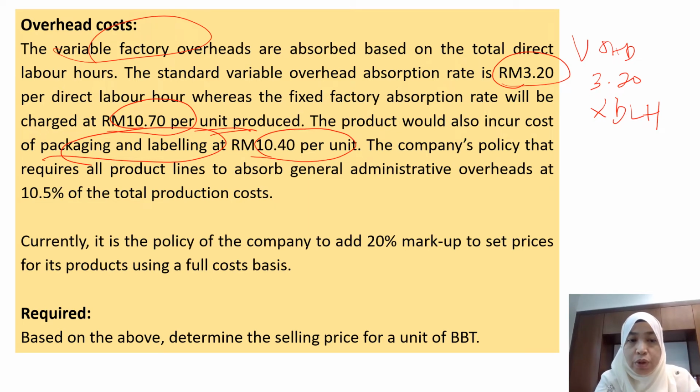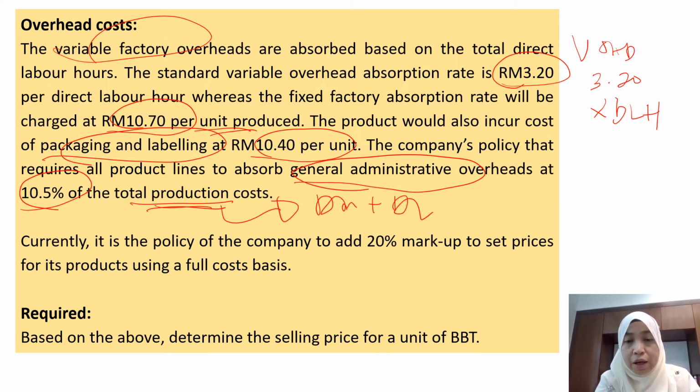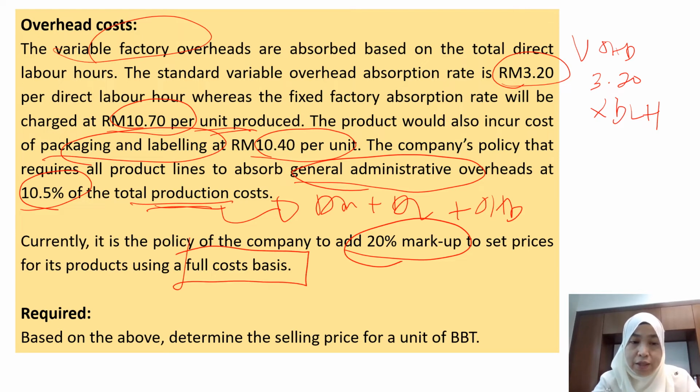The company's policy requires all product lines to absorb general admin overhead based on 10.5% of total production cost. Remember, production cost is actually direct material plus direct labor plus overhead. For overhead we have variable and fixed overhead. Currently it is the policy of the company to add a 20% markup to set the selling price for its product using full cost basis. Based on the above, determine the selling price for the product.